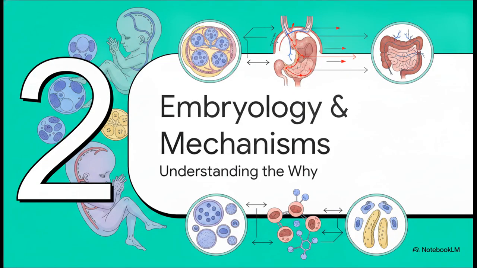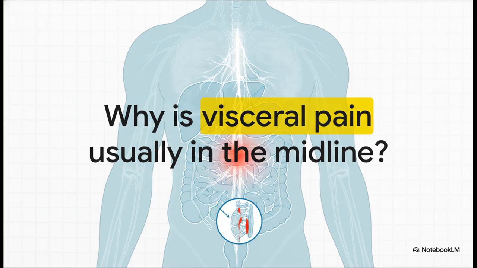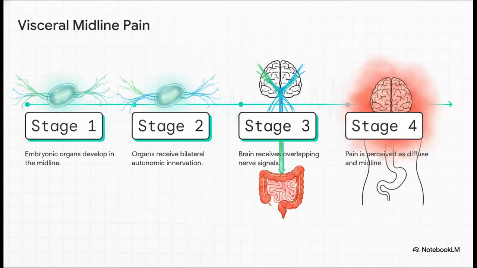Moving right along to Section 2, let's look at embryology and mechanisms. This actually brings up a really fascinating question. Why is visceral pain almost always felt directly in the midline of the body, even when the organ itself sits way off to the left or the right? Well, the answer goes all the way back to before we were born.